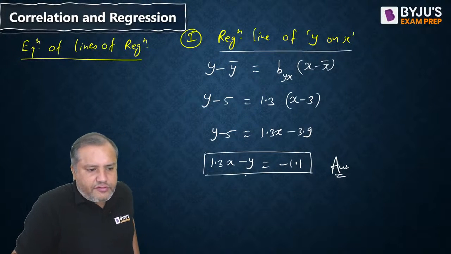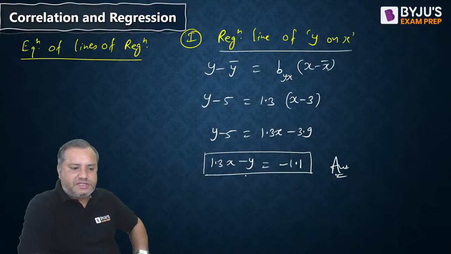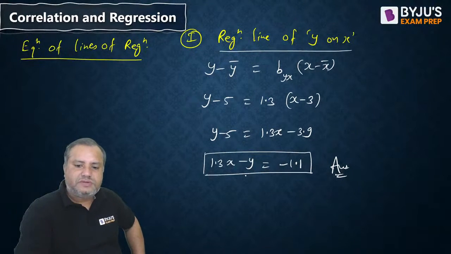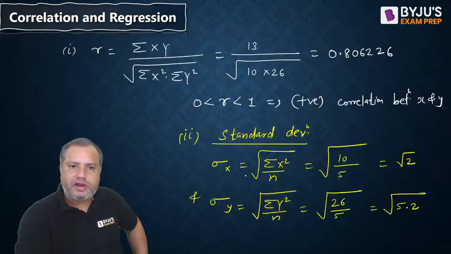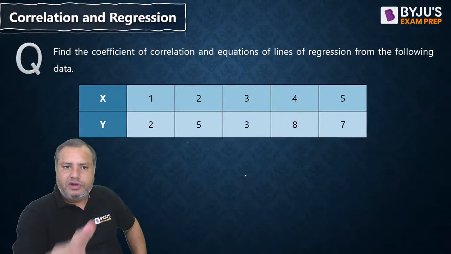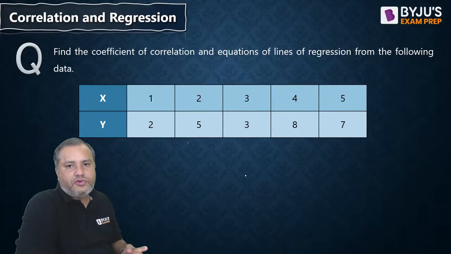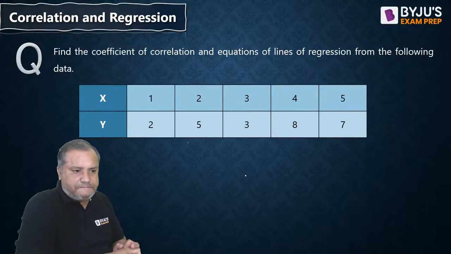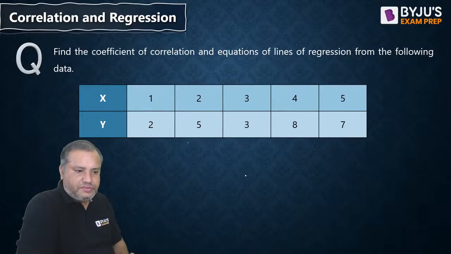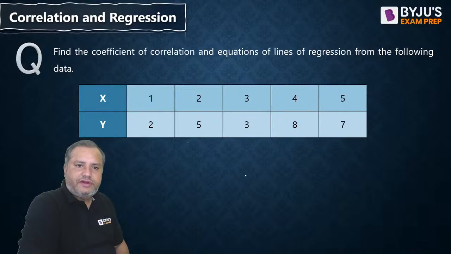So we have done all possible calculations that can be performed on a given set of data related to coefficient of correlation and lines of regression. Understood? Understood everyone?